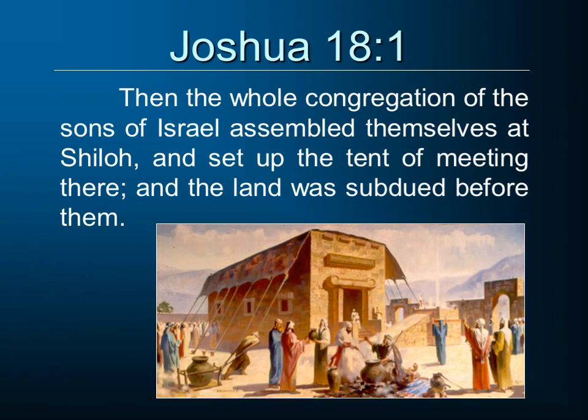We get to chapter 18, verse 1. Then the whole congregation of the sons of Israel assembled themselves at Shiloh. Shiloh means peace, location here, and set up the tent of meeting there, and the land was subdued before them. Now that doesn't mean everything's finished, but it means they have a measure of stability now, and they set up the tabernacle, but that tent of meeting is going to be permanently located, a little bit like mobile homes.